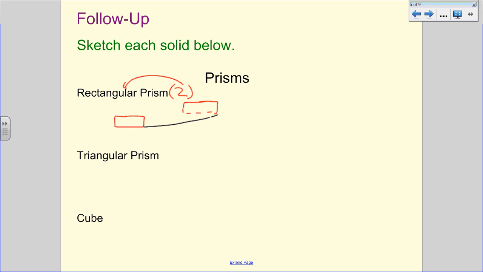this. I'm going to make that dash. I'm not going to be able to see all of this, so I'm going to make this dash. I'll be able to see all of this as I'm looking at it. I'll be able to see all of this, but this I won't be able to see, so I'm going to put a dash in there. We've already drawn a triangular prism, so I'm going to let you guys do that one on your own.